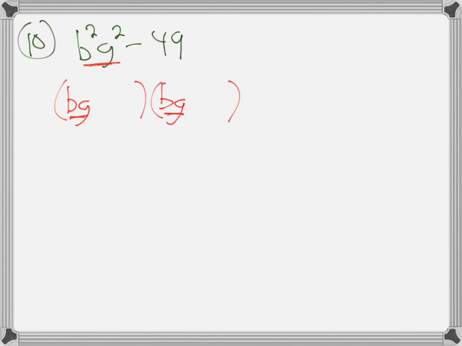bg, bg. Is that okay first off? And now what goes in the back and the back to make minus 49? 7 and 7. What signs do we need? 1 plus, 1 minus. Either or, you can put the minus first and the plus, doesn't matter. This making sense? It's the easiest kind of factoring, huh?